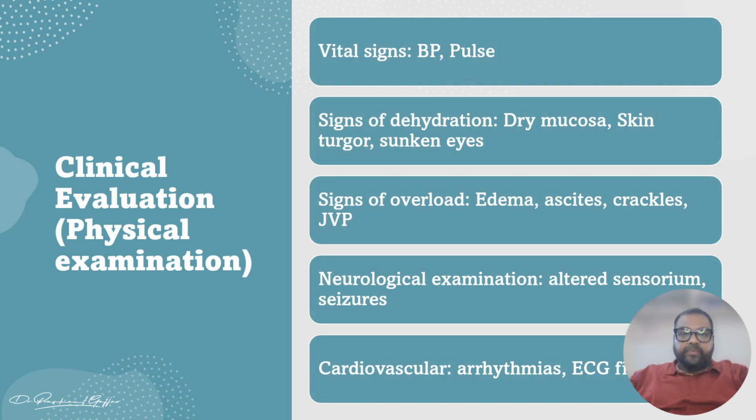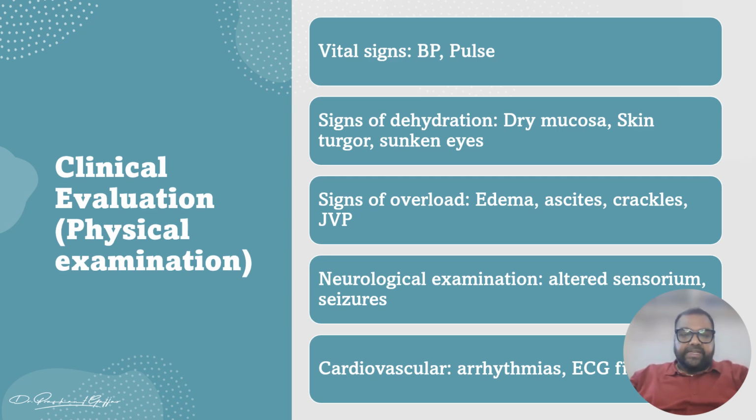So first we have to measure the vital signs, the blood pressure and the pulse. Signs of dehydration: dry mucosa, we have to check the skin turgor sign, sunken eyes, all of which suggest dehydration. And if there is an overload, there will be edema, ascites, crackling sounds in the respiratory sound, and a rise of the jugular venous pressure.